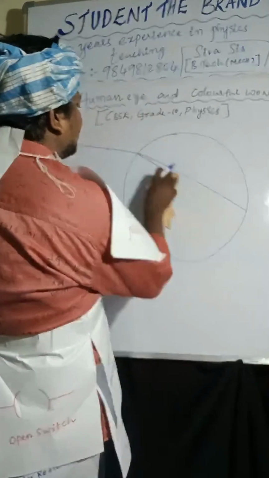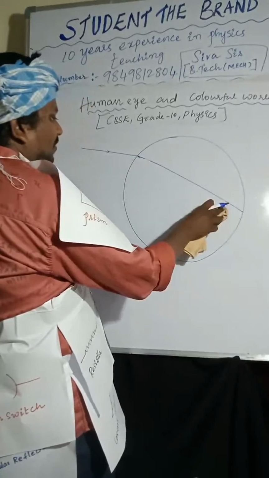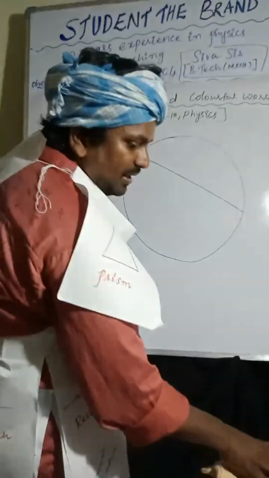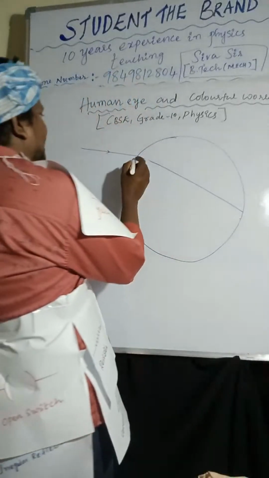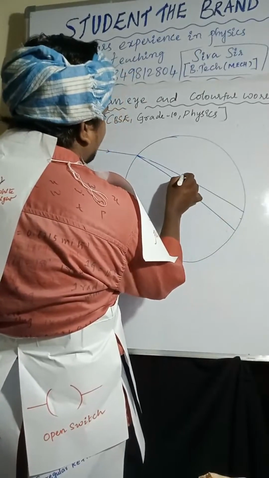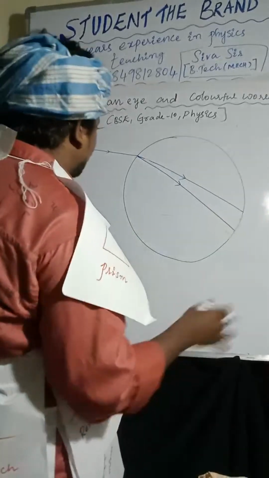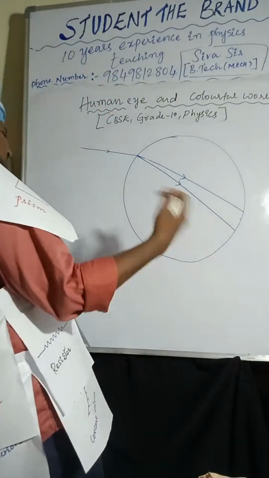Dispersion, dispersion, dispersion. What is the phenomenon involved in the formation of rainbow? Refraction, dispersion, internal reflection.